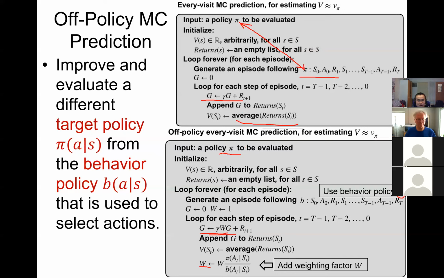So it's called off-policy because you're improving and evaluating a target policy pi that is different from the behavior policy B that's used to select actions. Therefore, you need to add the weighting. The reason is that the behavior policy may be much more random, more adventurous, which allows more exploration, whereas the target policy may become more and more deterministic as you are training your policy.